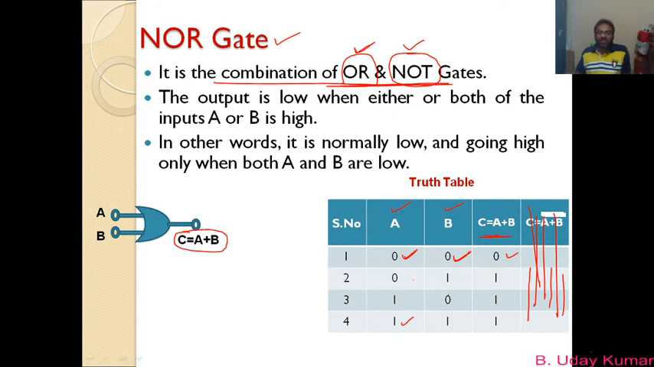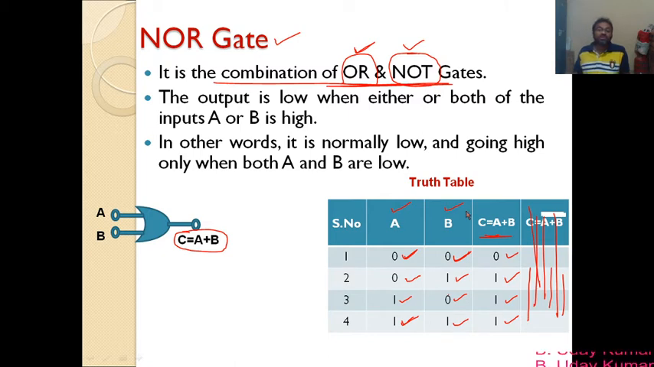You know this one. Similarly, if I apply 0 potential to A and high potential to B, the output will be high, which is denoted by 1. Similarly, if I apply high potential to A and 0 potential to B, the output will again be high. And if I apply high potential to both A and B, even in this case, the output will be high. So that means 0 plus 0 is 0, 0 plus 1 is 1, 1 plus 0 is 1, and 1 plus 1 is also 1.